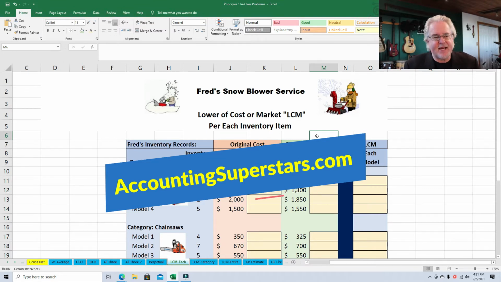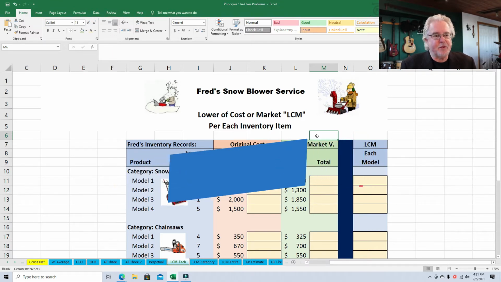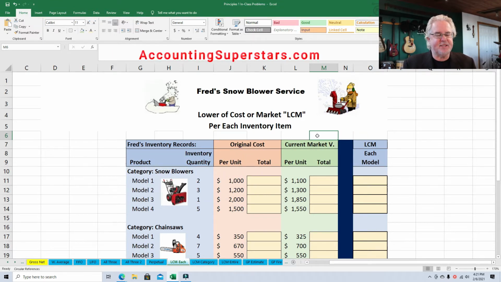Today's lesson is designed for people who are in their first semester of accounting, probably about their sixth week, and studying inventory. One concept that usually confuses people is the lower of cost or market. Well, I'm here to tell you it's not that confusing. It's really pretty easy. So here's what's going on.